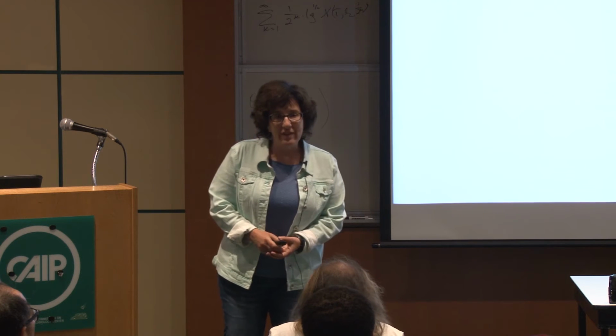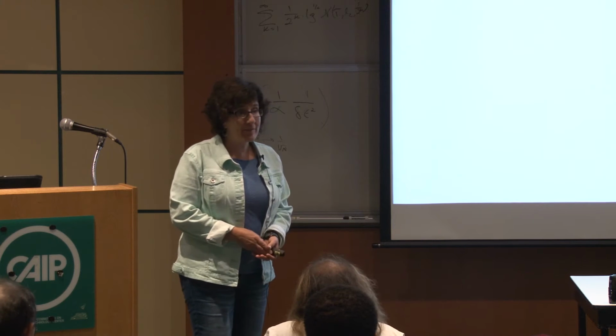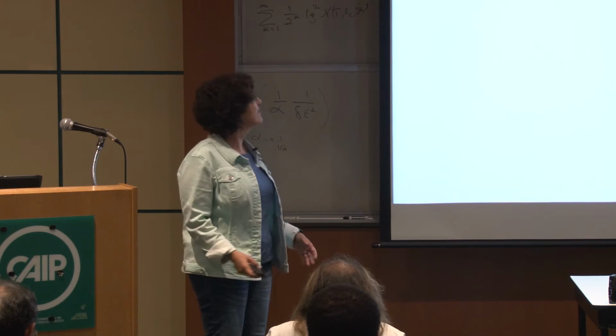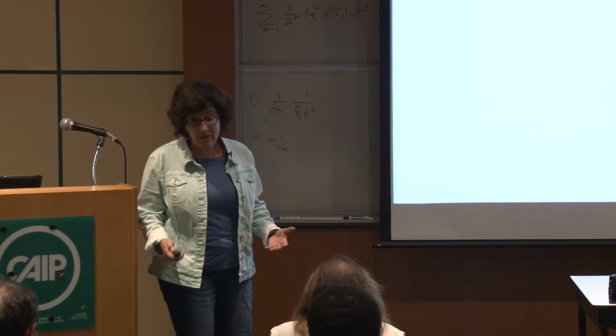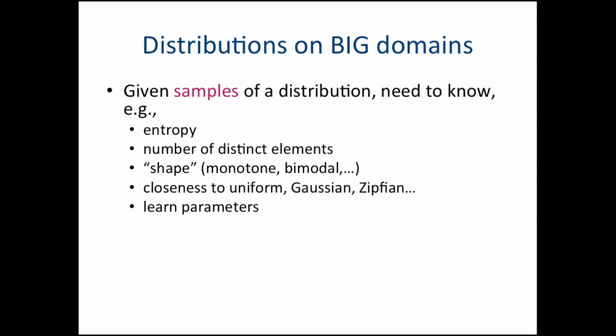So there's been a lot of work over the last 15 years on testing properties of distributions on very large domains. Given samples of a distribution, you might want to know things like what's the entropy, how many distinct elements are in the support of this distribution, what's the shape of the distribution, is it a monotone distribution, is it bimodal, is it close to the uniform distribution, or is it maybe a Gaussian? I mean, many times people do things assuming their distribution is Gaussian. How do you know if it's Gaussian? How many samples do you need to determine this? Is it Zipfian? What about, let's say you've determined that it's Gaussian, what are the parameters?